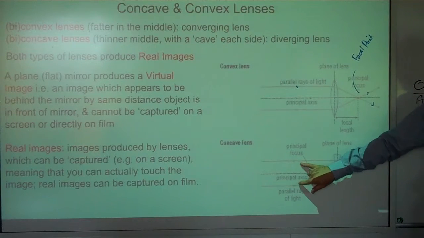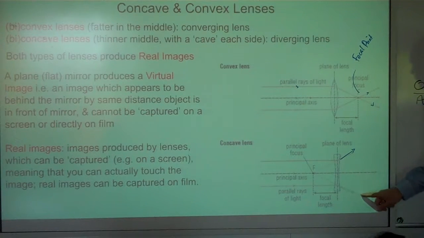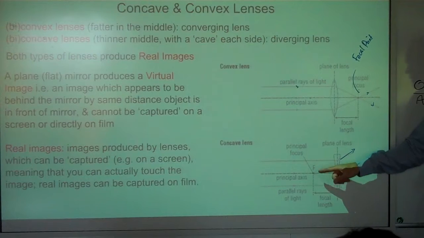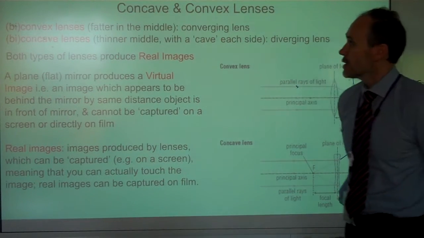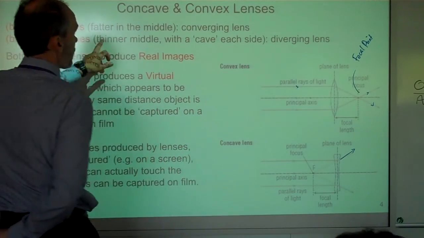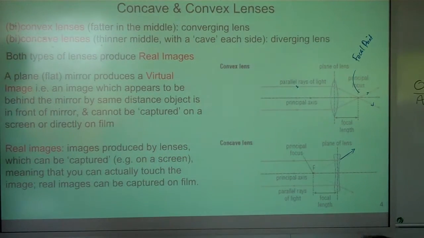And these ones come in parallel, principal focus that's actually on the same side of the lens. So, thinner middle with a cave each side, they're a diverging lens.